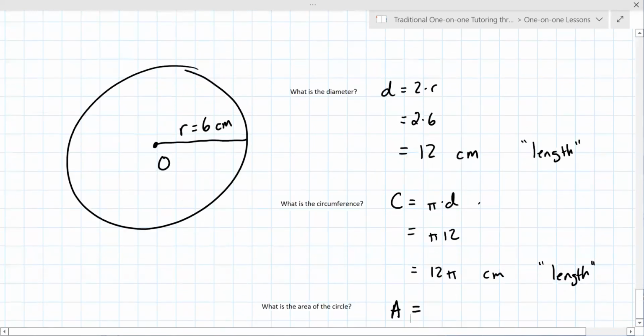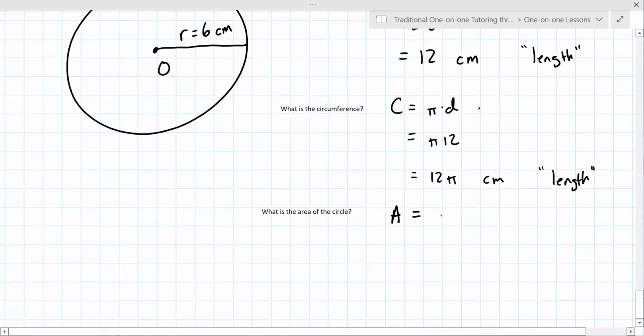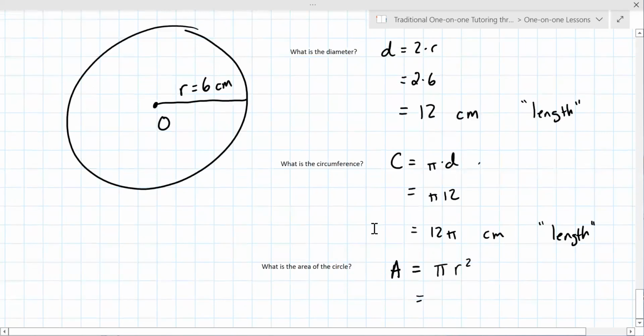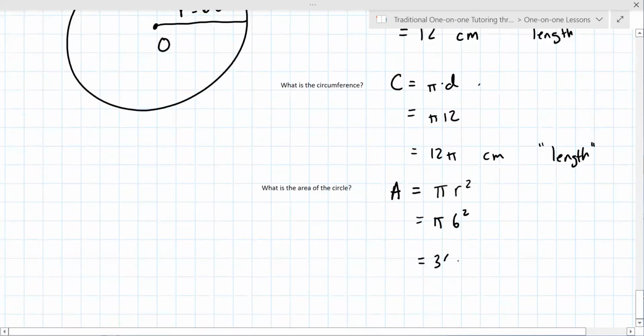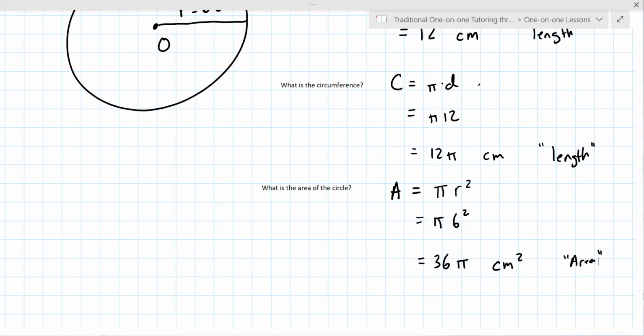It means you have to multiply double. Squaring is not doubling. What is the value of the radius? 6. So it's pi times 6 squared, which is 36 pi. Now it's centimeters squared because it's an area. Yeah. Okay. All right, we're going to stop the recording here.